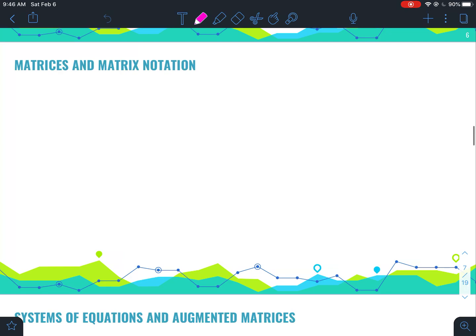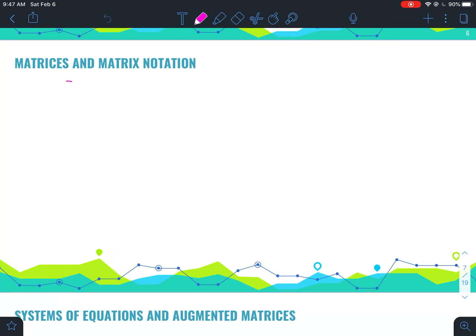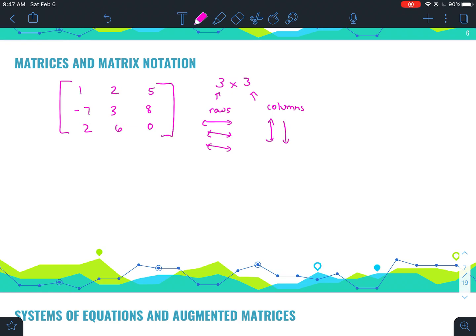So what are matrices? Matrices are arrays of numbers. They come in brackets, and you could have numbers inside of them. So 1, 2, 5, -7, 3, 8, 2, 6, 0. This would be a 3 by 3 matrix. It has 3 rows, and rows go left and right, and it has 3 columns, and columns go up and down. So we could say this is matrix A, and matrix A is a 3 by 3 matrix.